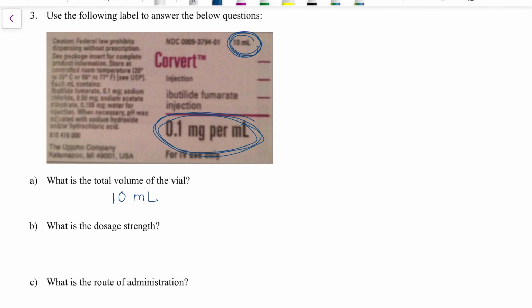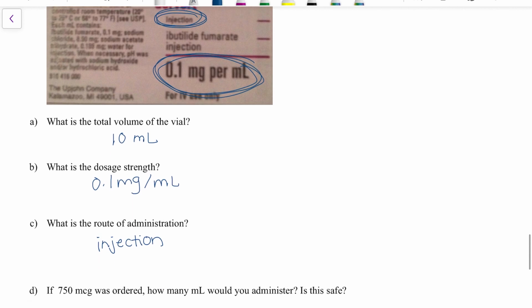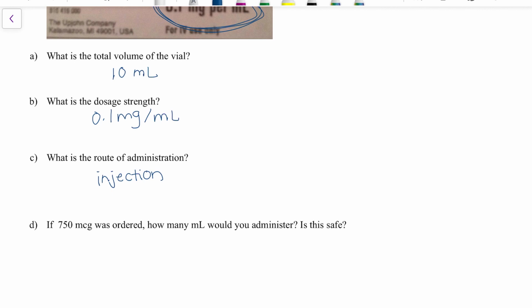So remember, a strength is going to give you the amount of medication in a certain amount of the liquid or the tablets or what have you. So there's going to be sort of 2 units there versus just the 1 unit. So the dosage strength here is 0.1 milligrams per milliliter. The route of administration is injection. Okay. And now it's asking, if 750 micrograms was ordered, how many milliliters would you administer, and is this safe?